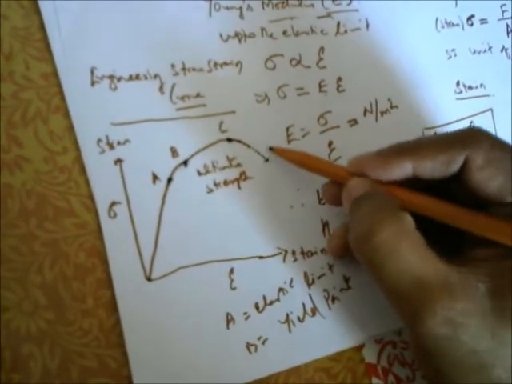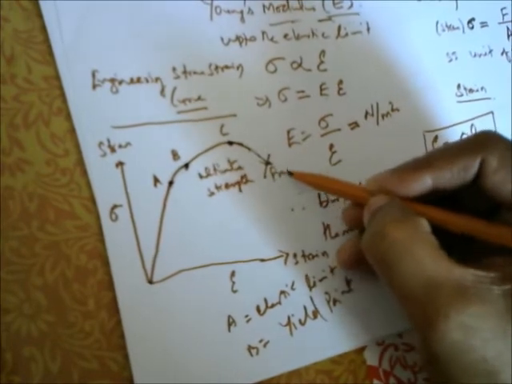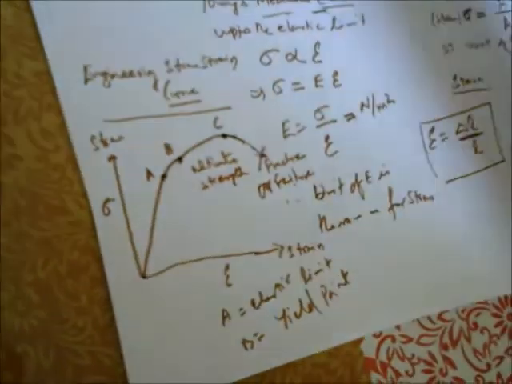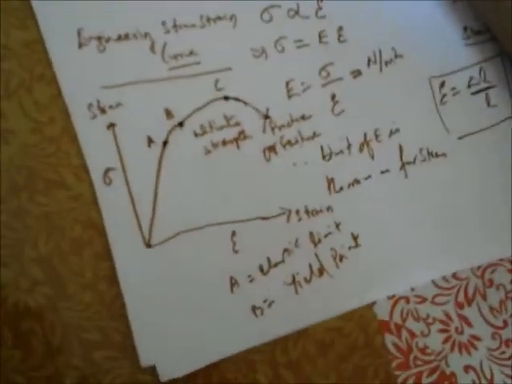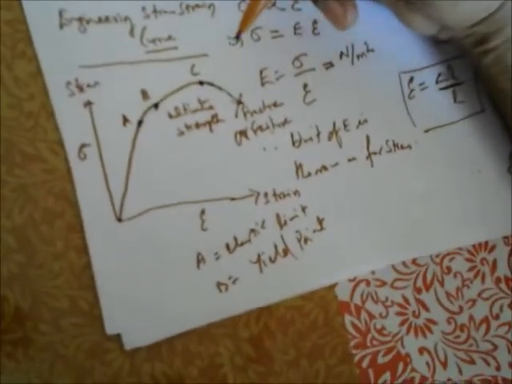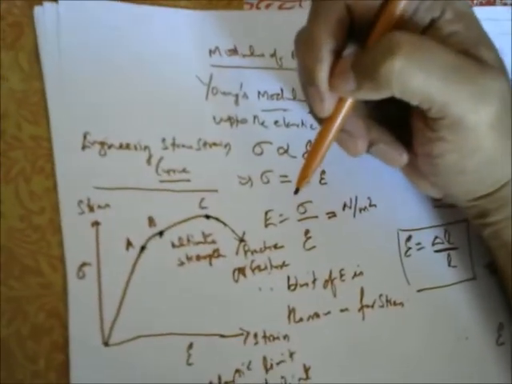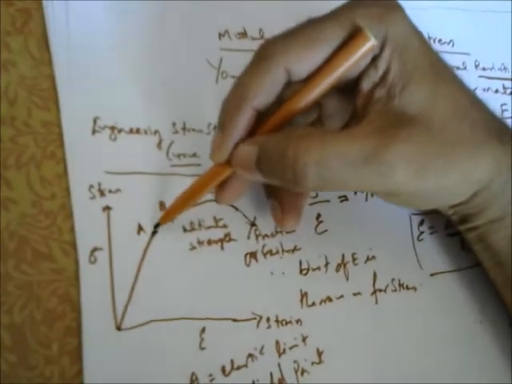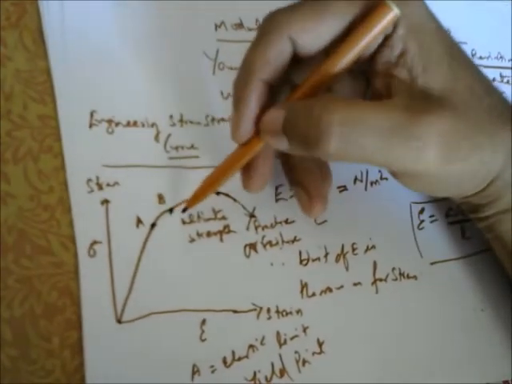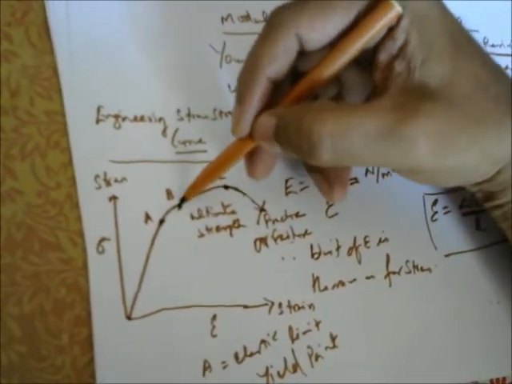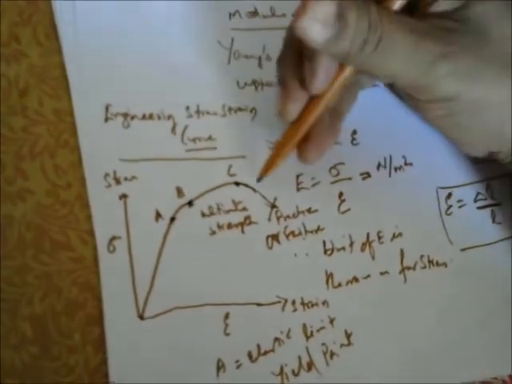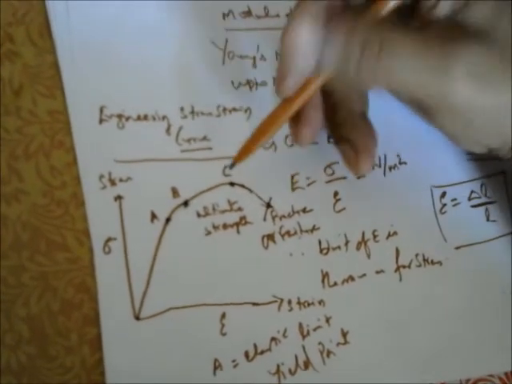Okay, so this is the sign of either fracture or failure. So this stress strain curve will be a little bit different for brittle material and for ductile material. Okay, so for brittle material, somewhere here itself near to B, it will fail. But for ductile material, it will be having a curve, and somewhere at this particular point, that failure will occur.